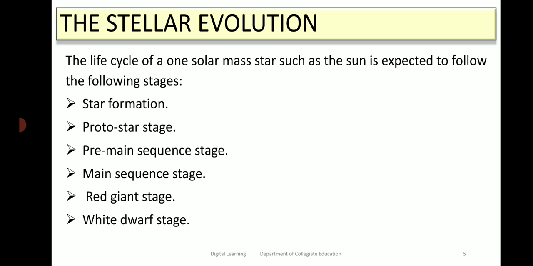See, first we'll learn about the stellar evolution. The life cycle of a one solar mass star such as the Sun is expected to follow the following stages: star formation, protostar stage, pre-main sequence stage, main sequence stage, red giant stage, and white dwarf stage.